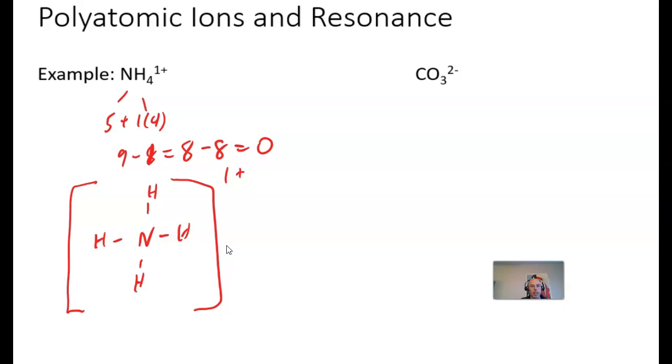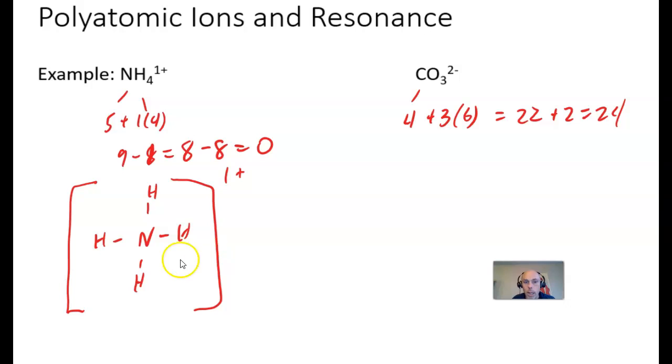So we'll now do it for the carbonate ion as a chance to practice this and as a chance to talk about this thing called resonance. Carbon has 4 valence electrons. Each of the oxygens has 6. 4 plus 18 is 22. But it's a negative ion, which means that it has gained 2 electrons in forming. So if I add 2 to 22, I get 24.